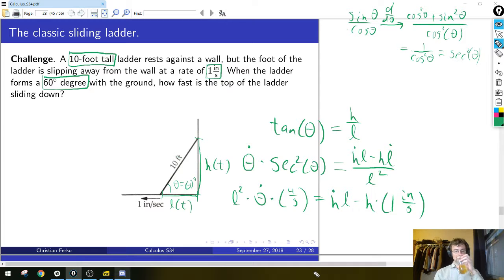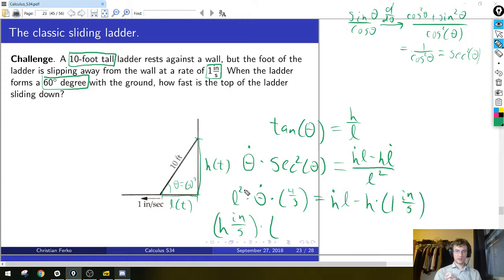It seems like we can just progress through this algebraically by moving the h inches per second to the left side, and then dividing the entire thing by L. Okay, so h inches per second.